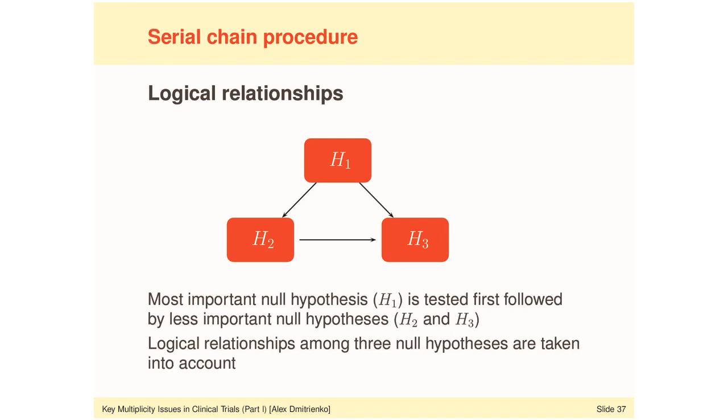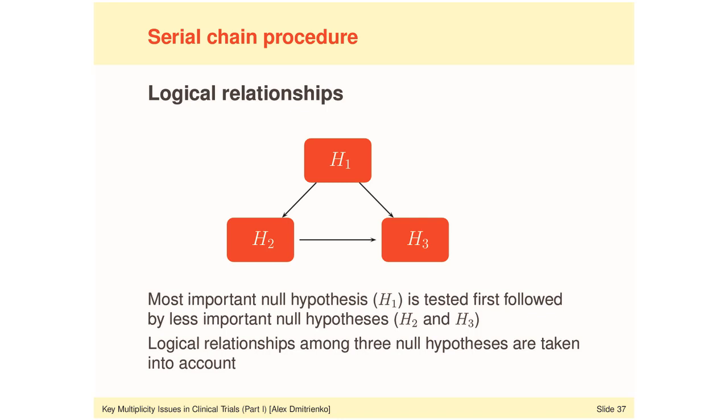And this is where the more general chain testing approach enters the picture. And what exactly does it bring? It brings flexibility. Most importantly, it brings flexibility. The chain testing approach supports multiple branches. If the trial sponsor needs the most important null hypothesis, which is H1 in this case, to be tested first, followed by the less important null hypotheses H2 and H3, then those logical relationships can be fairly easily taken into account, as we can see on this diagram.